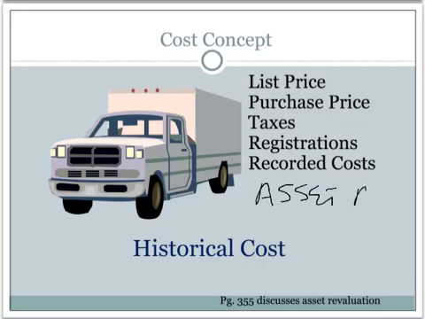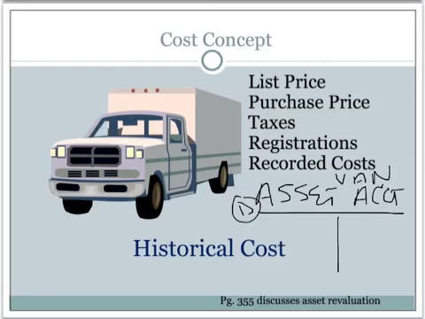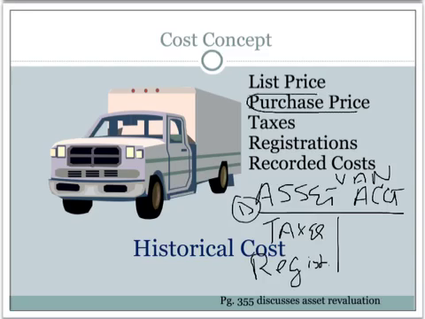So we're going to have an asset account, and we'd probably label it our new van, and it's a debit balance. And what kind of cost would we put in here? Well, we would put the taxes, and we would put the registration, but most importantly, we're going to use the purchase price, what we paid for it.